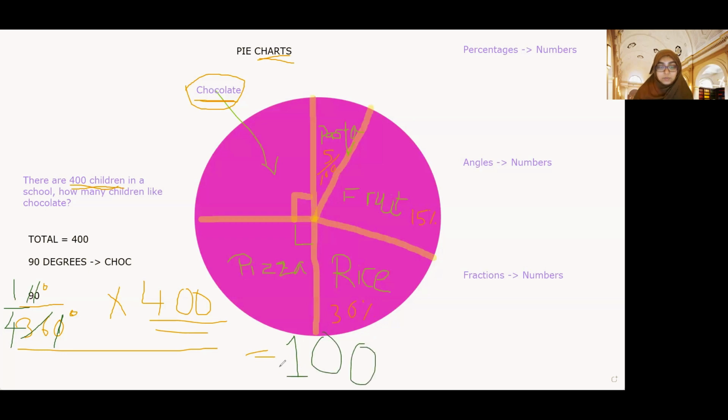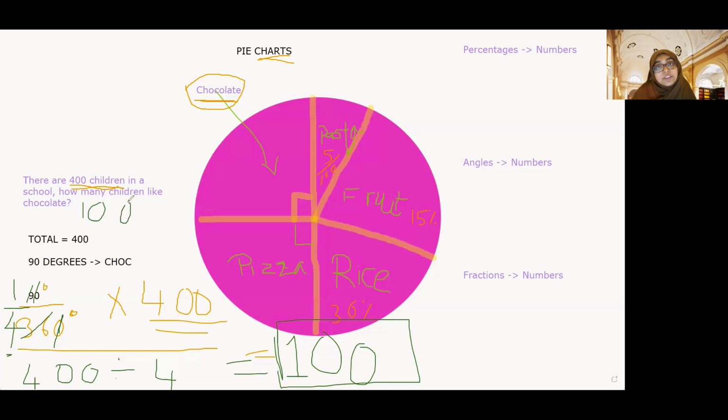That means 100 children like chocolate. Okay, so if you didn't know that 1/4 of 400 is 100, then all you have to do is do 400 divided by 4, because we always divide by the denominator, and the denominator here is 4. So 400 divided by 4 is 100. So I know that 100 children like chocolate.